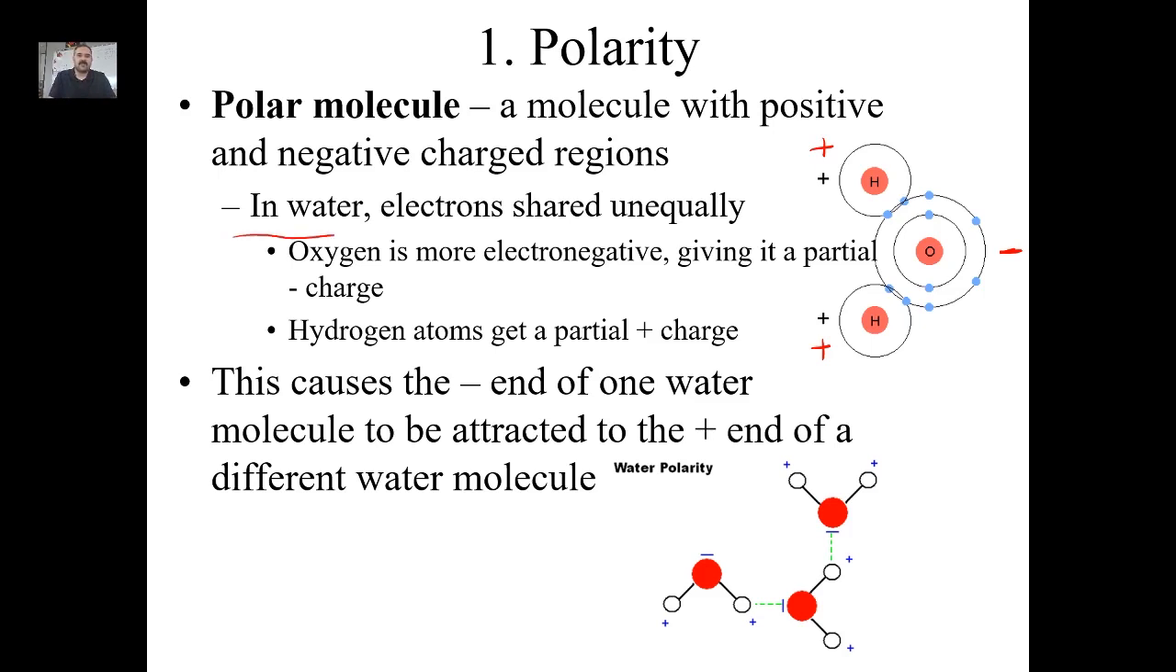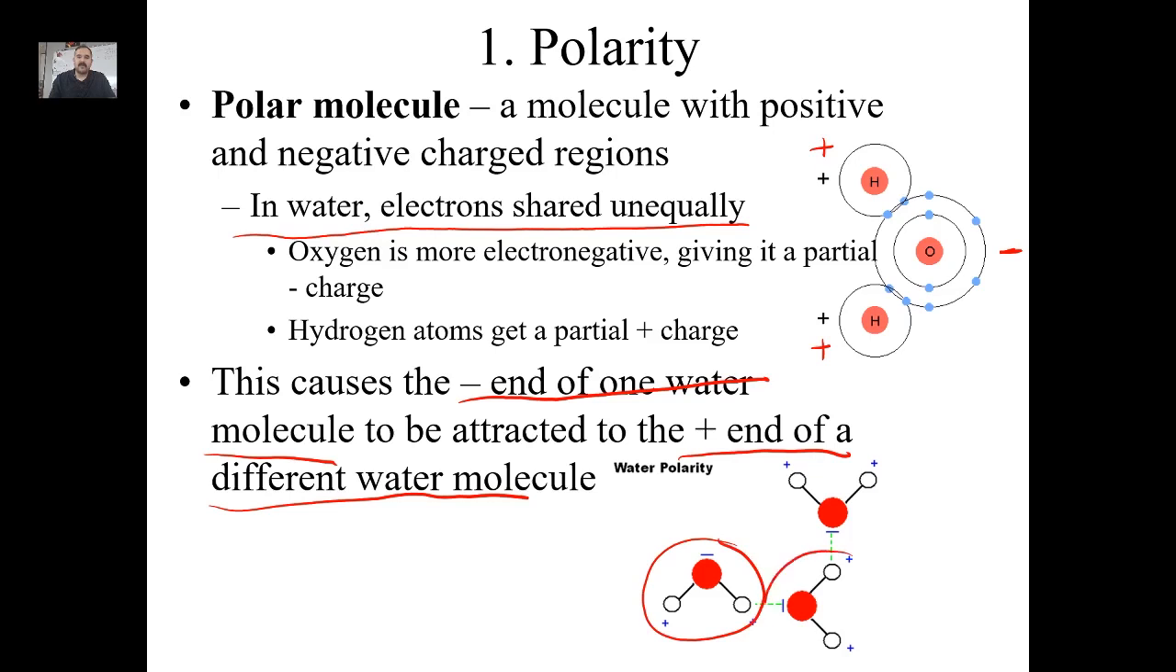We already talked about the electrons being unequal. They're closer to the oxygen, and that's why the oxygen carries the partial negative charge. But the important thing to know about the polarity is the polarity causes the negative end of one water molecule to be attracted to the positive end of a different water molecule. So here we have one water molecule, and here we have another water molecule. And what you're seeing between them, this is called a hydrogen bond. We're going to talk about hydrogen bonds on the next page. But a hydrogen bond is a bond between two different water molecules, and we'll talk about it on the next slide.